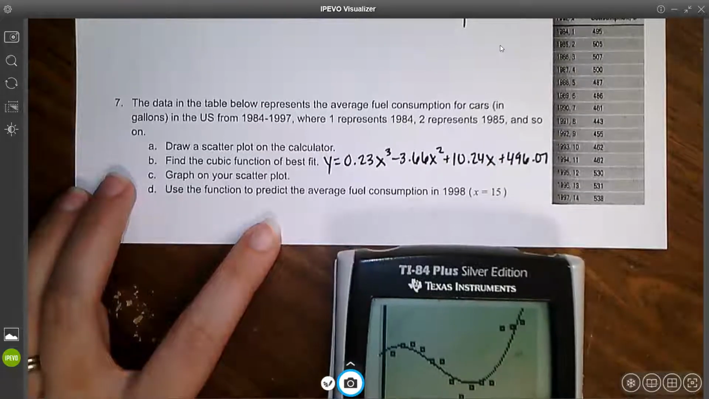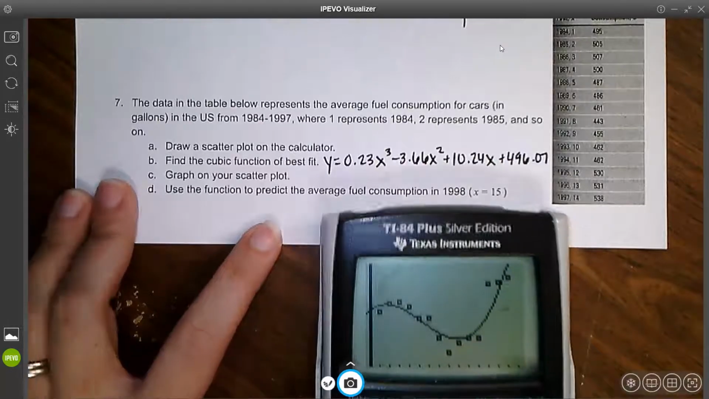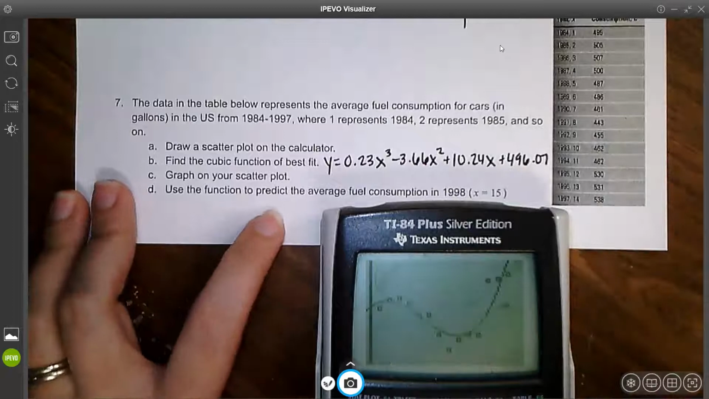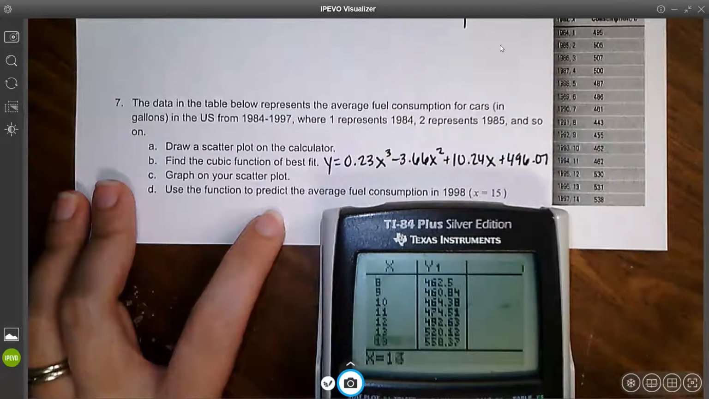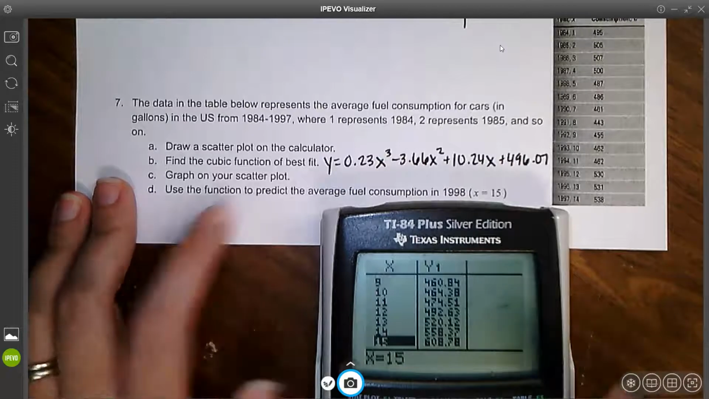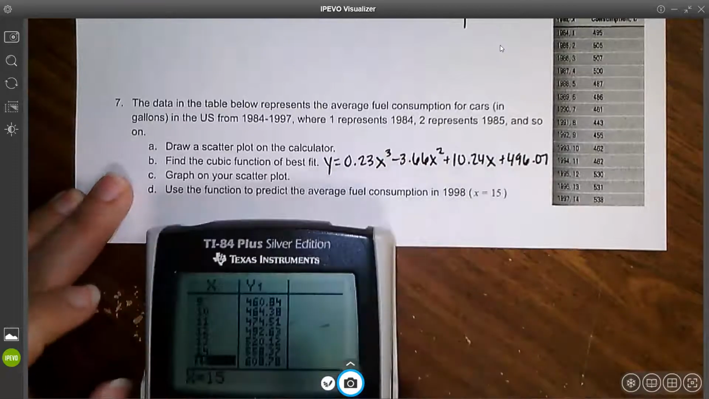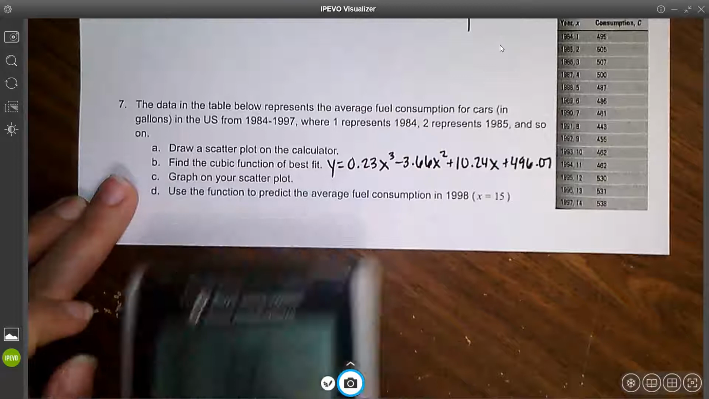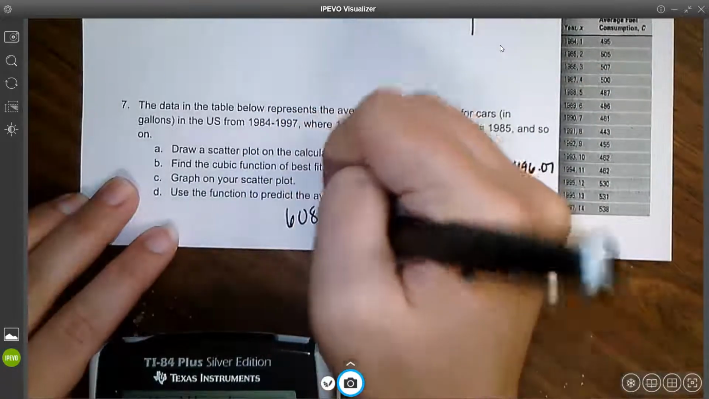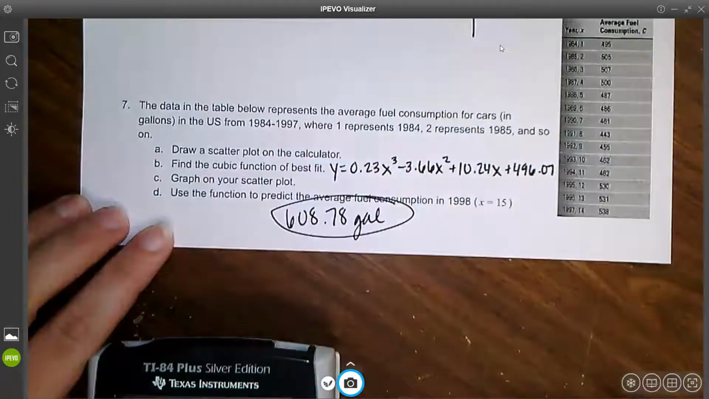And then use this function to predict the average fuel consumption in 1998. I'm just going to go to my table because this is an x value. I've already graphed this in there. Go to my table and I'm going to go down to 15. We are talking in gallons here. So that is 608.78. You can leave it like that.